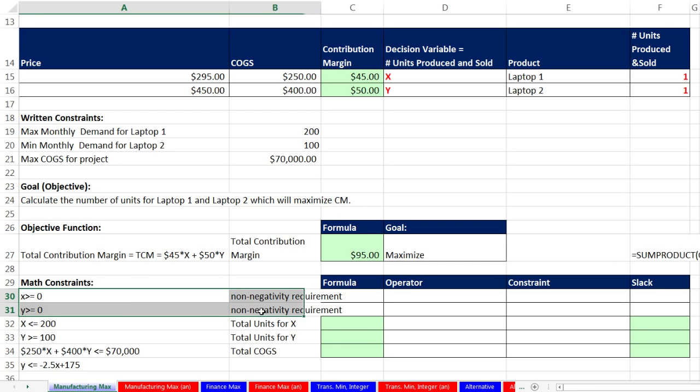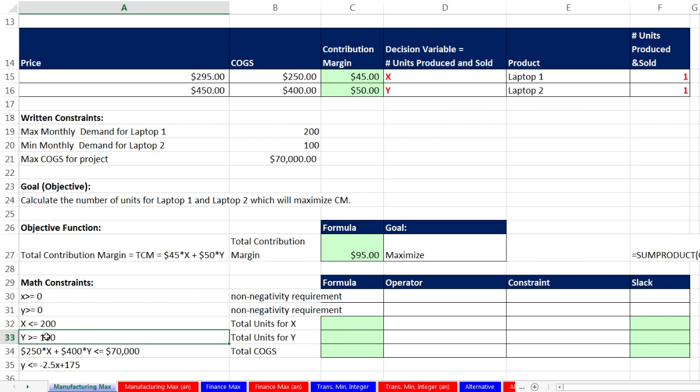But now they just have a checkbox where we check it, and it will make sure that our decision variables are not negative. Now we got to think about our constraint. This is the actual number of units for X have to be less than or equal to 200. That means a maximum amount. Well, we're going to need a formula here.